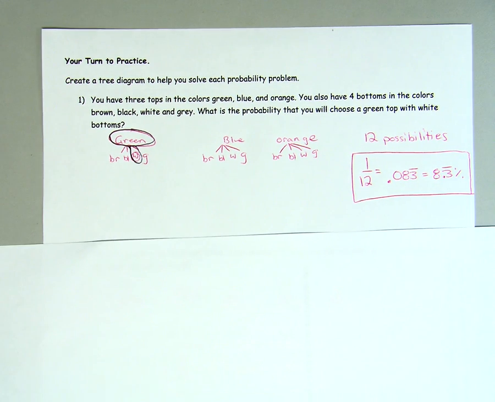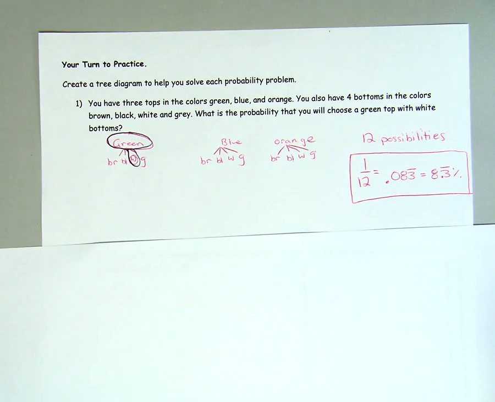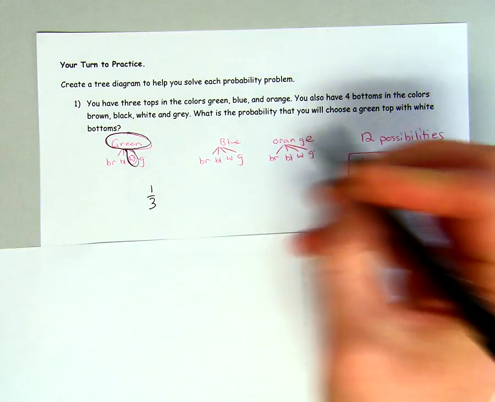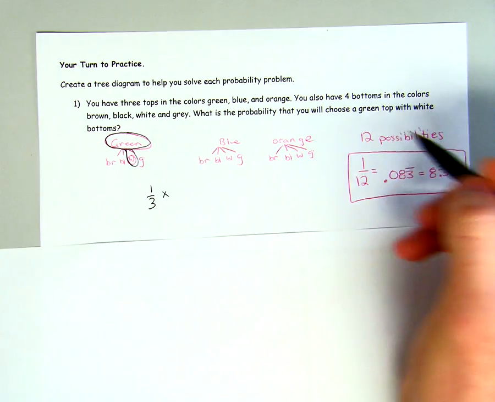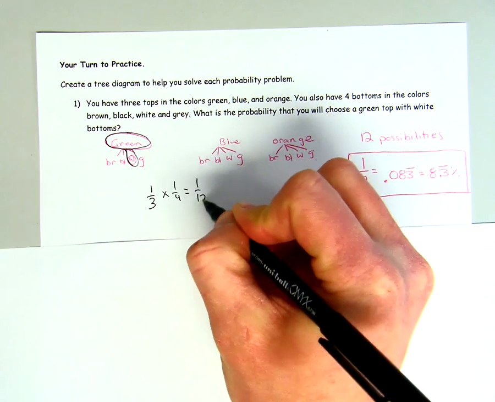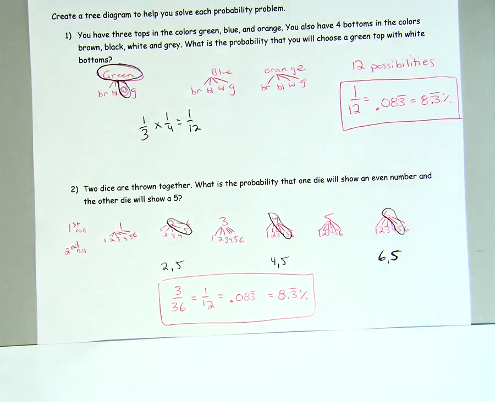Okay. If I wanted to use a number sentence for that, I would go ahead and think about my top first. I need a green top, so there's 1 out of 3 choices there. And there's my multiplication. I need a white bottom there, so 1 out of 4, which is equal to 1/12. Gives me the same answer. Okay. Go ahead to our next one.